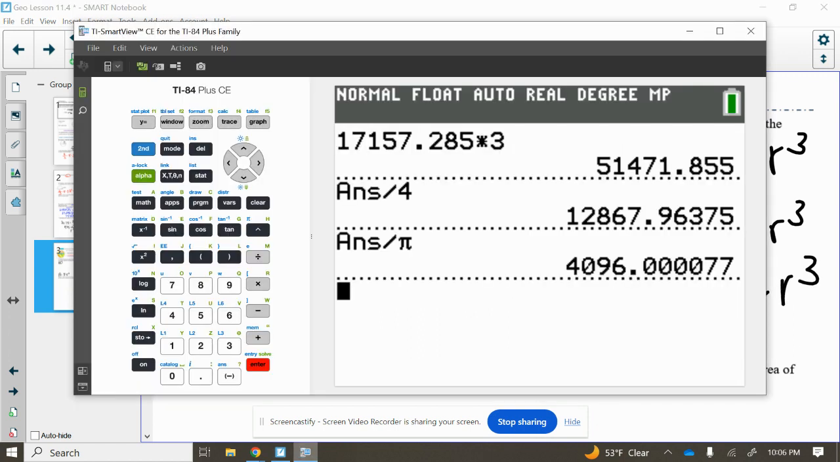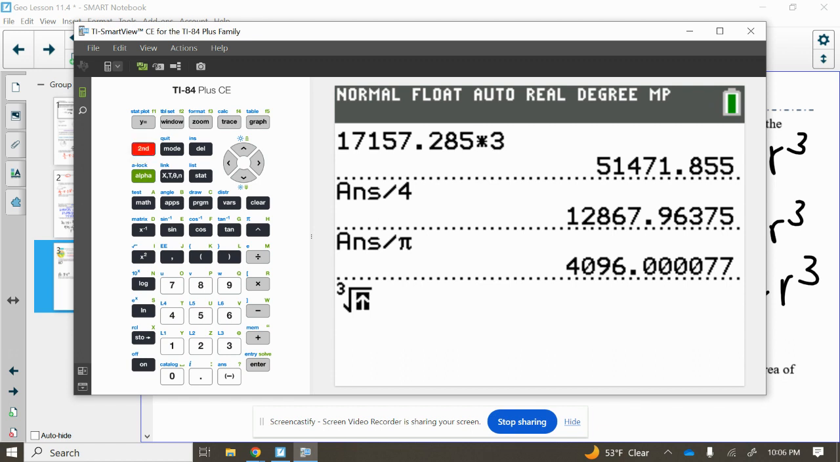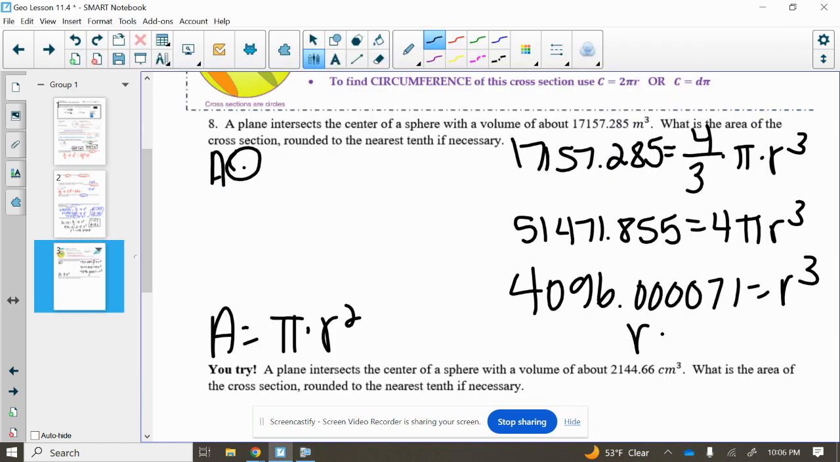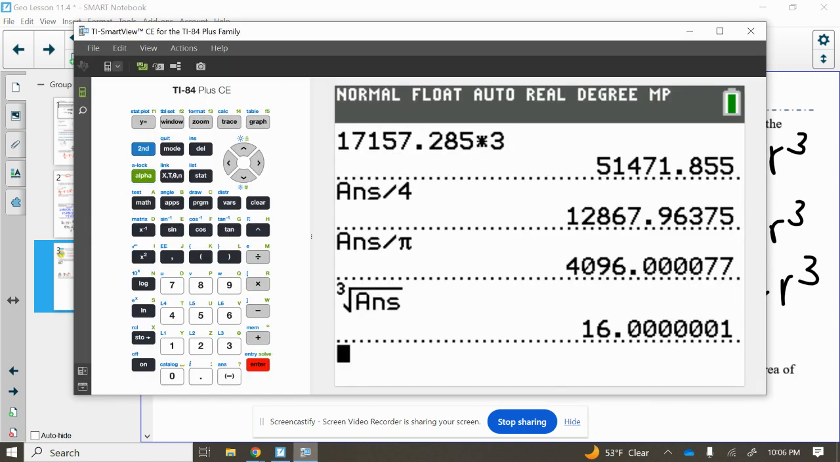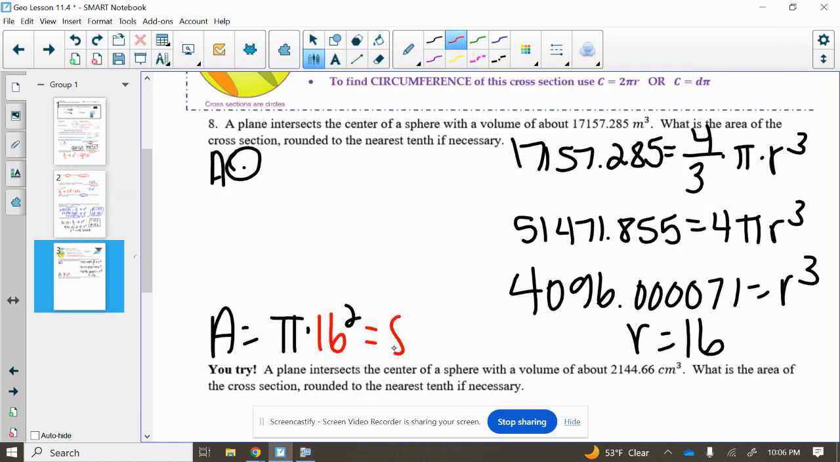Now, last but not least, again, we have to take the cube root. So for many of you, you're going to hit 3, math button, option 5, so it plugs that in for you. And then that cube root of 4,096 is right about 16. So that is our radius value. Now that's a lot of work and we want that to be the answer. However, the question is asking us for the area of this cross section. So we're going to take pi times that radius value squared. And when we round to the nearest tenth this time, pi times our radius value of 16 squared is about 804.2.